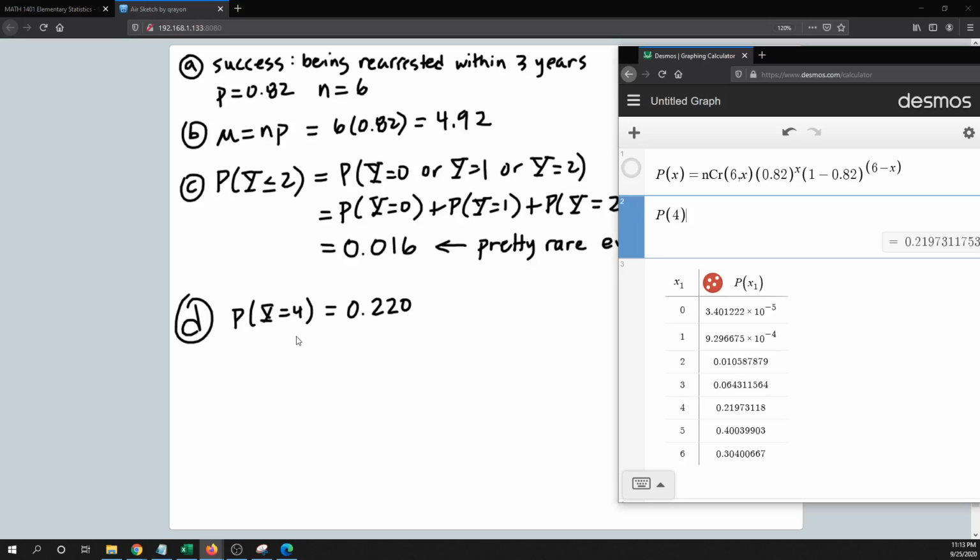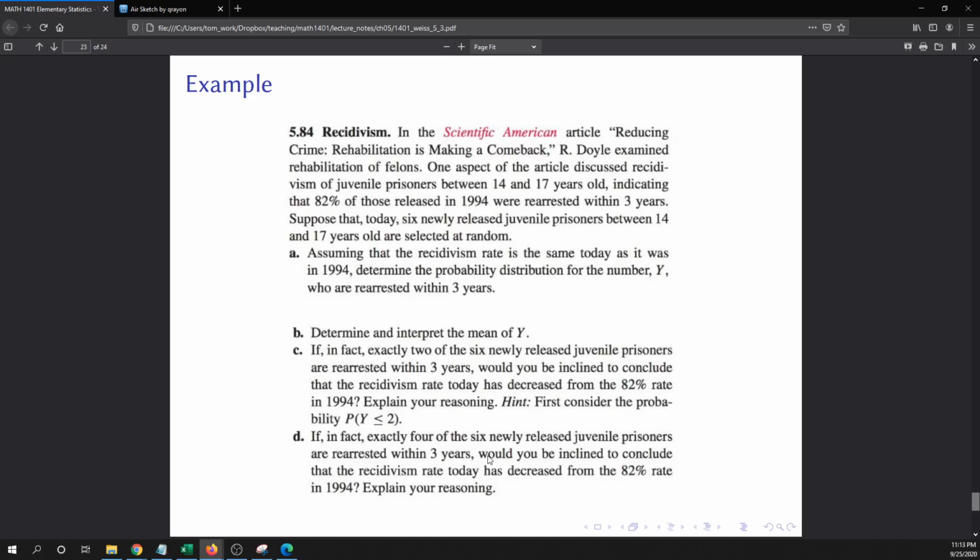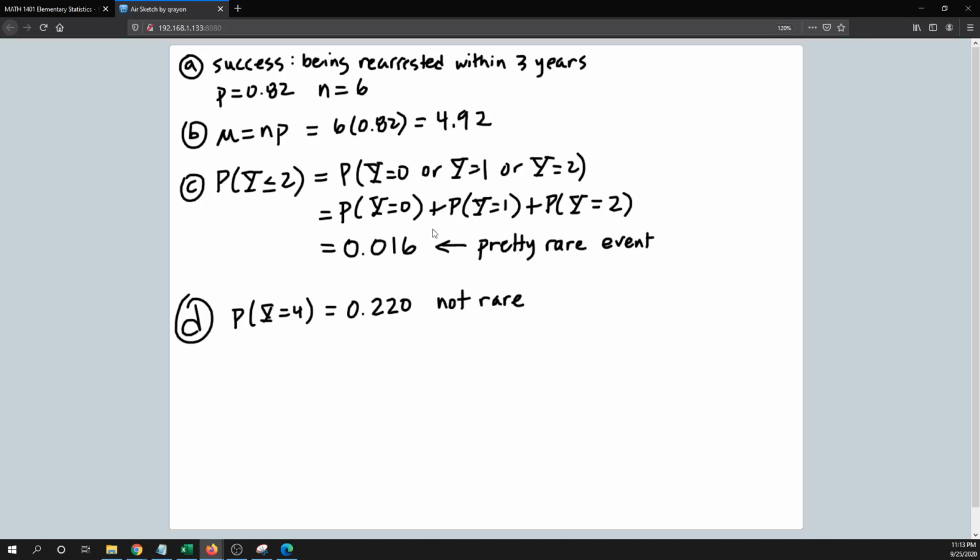So if you went out and did that today and you got 4 people, that really is not rare at all. It happens around 22% of the time. It wouldn't be the most common thing that would happen, but it wouldn't be that rare at all. The most common thing would be that you would, on average, get something close to 5, but getting 4 is not that rare. So in that case, we would say no, not really. There is not really any evidence that the recidivism rate is less than what it was in 1994. On the other hand, if you get this event, then you say, hey, that's pretty rare. Maybe that is some evidence that the recidivism rate has decreased.